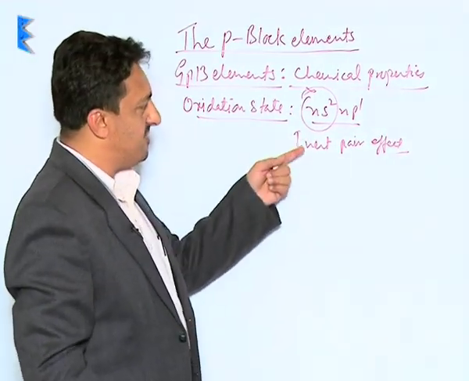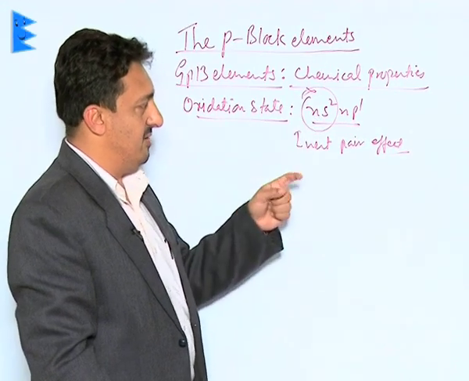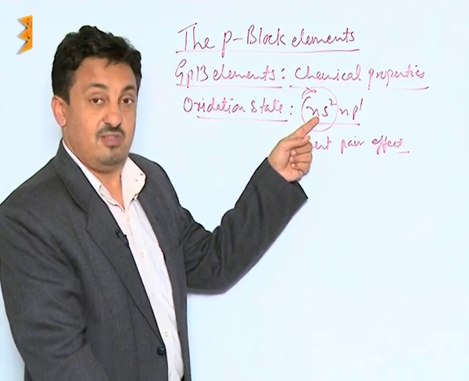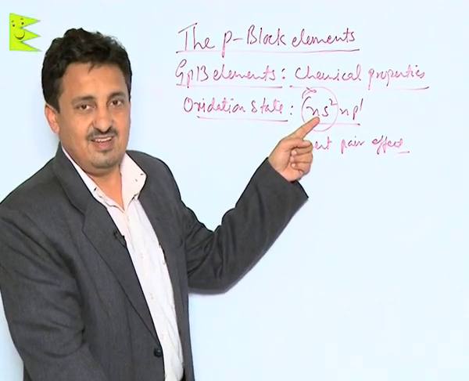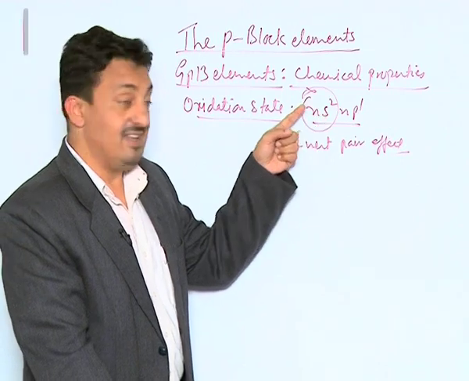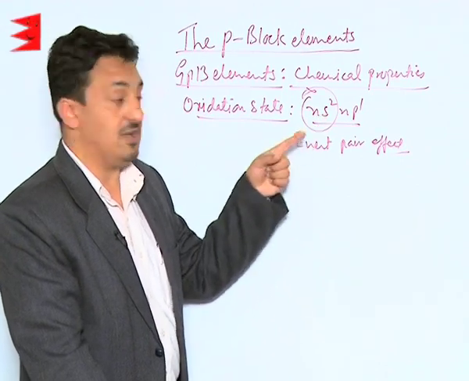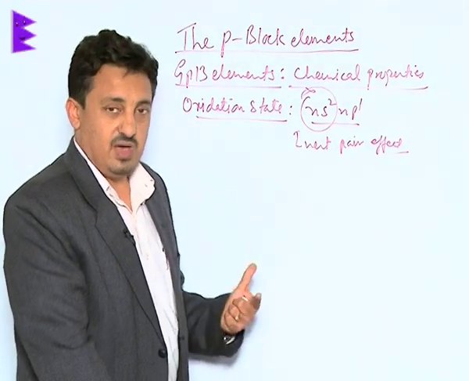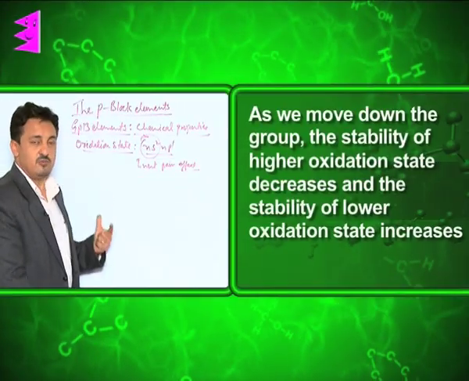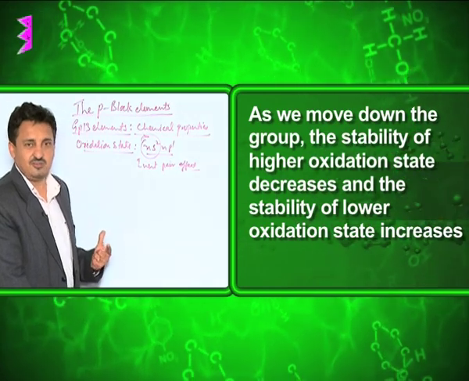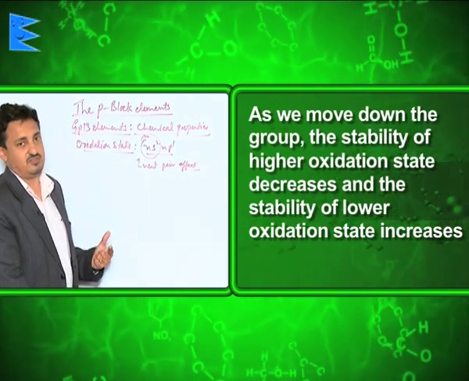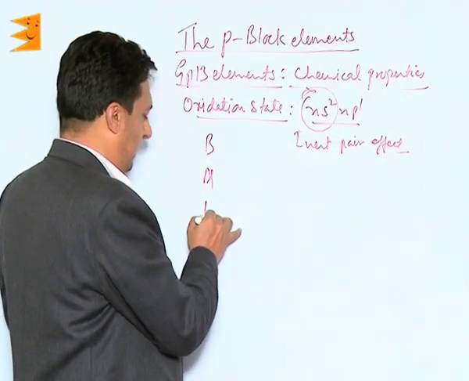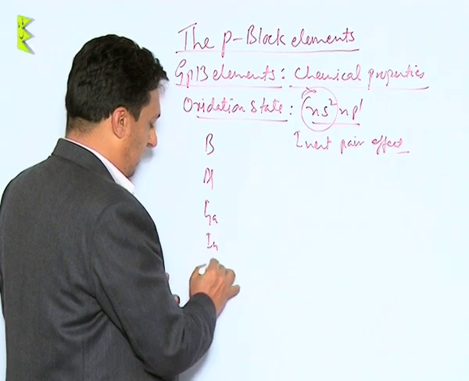Due to this poor screening of the ns2 electrons, the nuclear charge experienced by these ns2 electrons is very, very high, and as a result, the second and third ionization enthalpies, or the energy required to take out these electrons, become very, very high. That is why, as we move down the group, the stability of the higher oxidation state decreases and the stability of the lower oxidation state increases. Let us discuss boron, aluminium, gallium, indium and thallium.